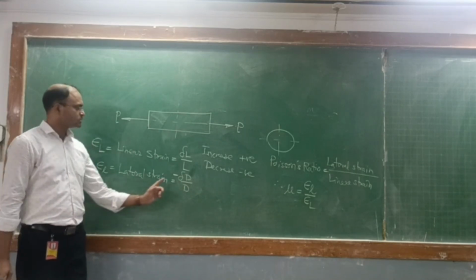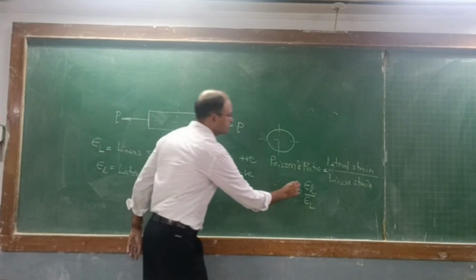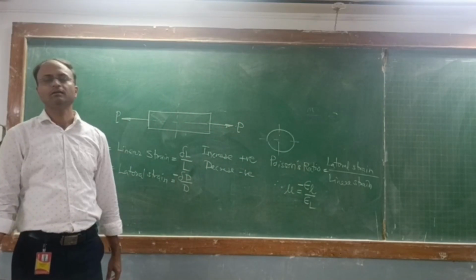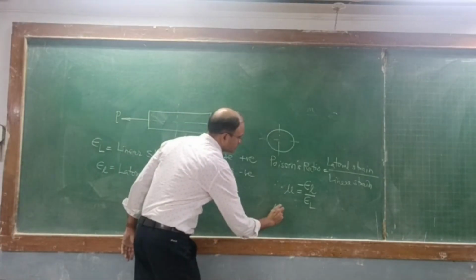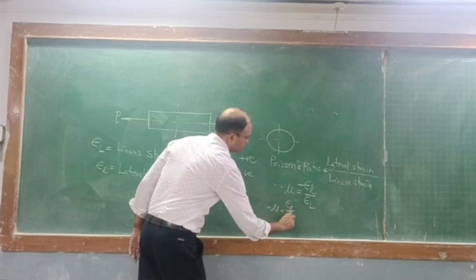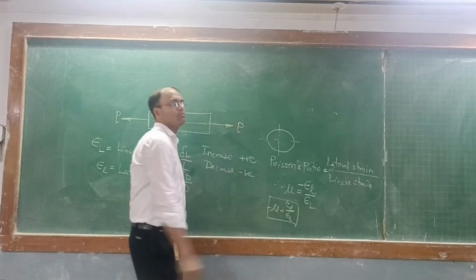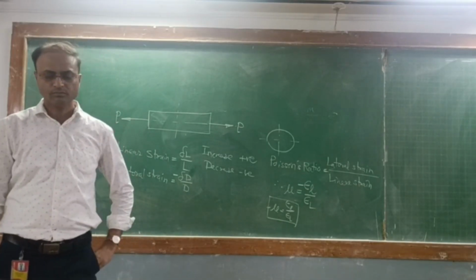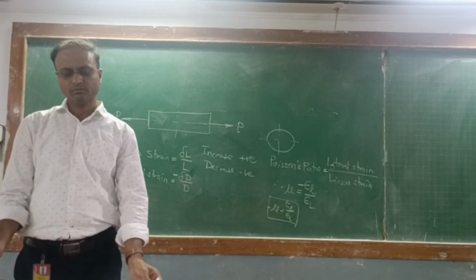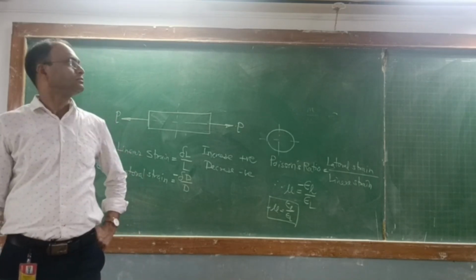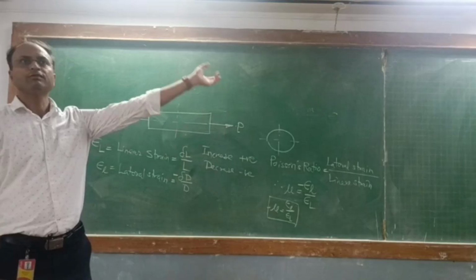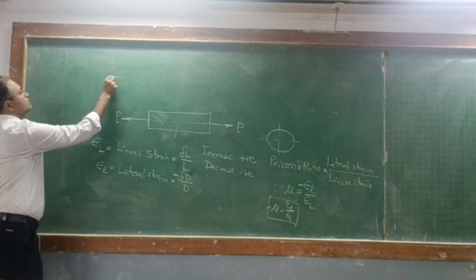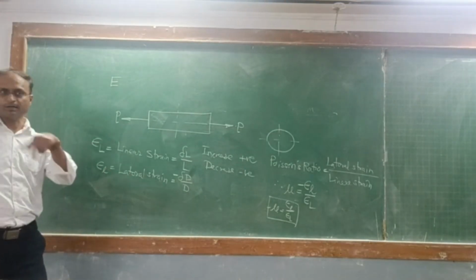But you can see epsilon small l is minus delta d upon d. That's why I can write this as minus epsilon small l upon capital L. Or simply I can write minus mu is equal to epsilon small l upon epsilon capital L. Okay, this was the first elastic constant, which was what was the first elastic constant? Young's modulus E.